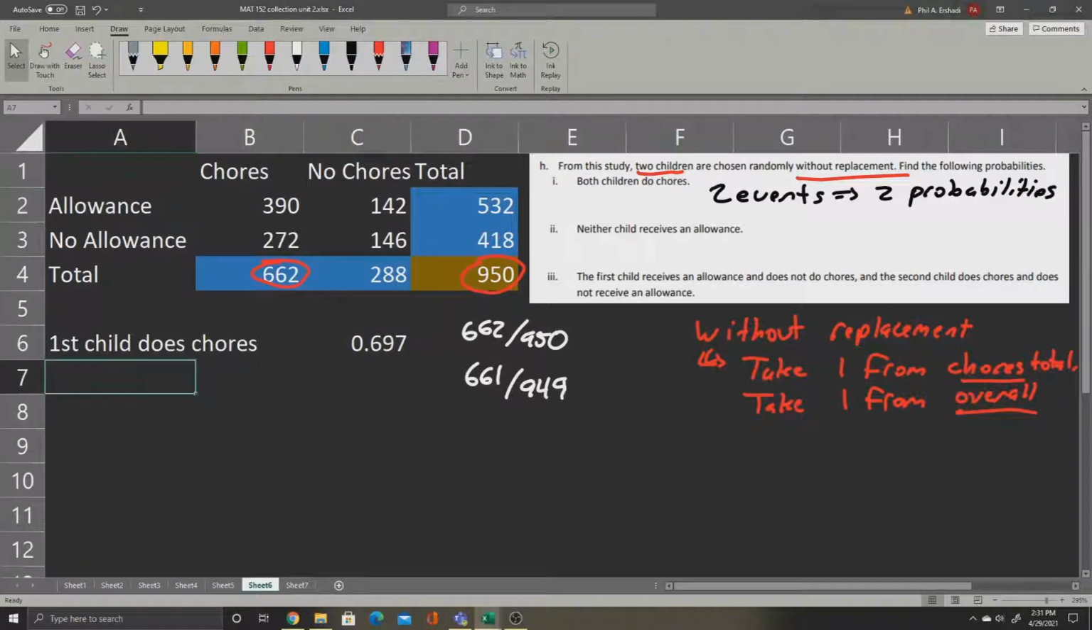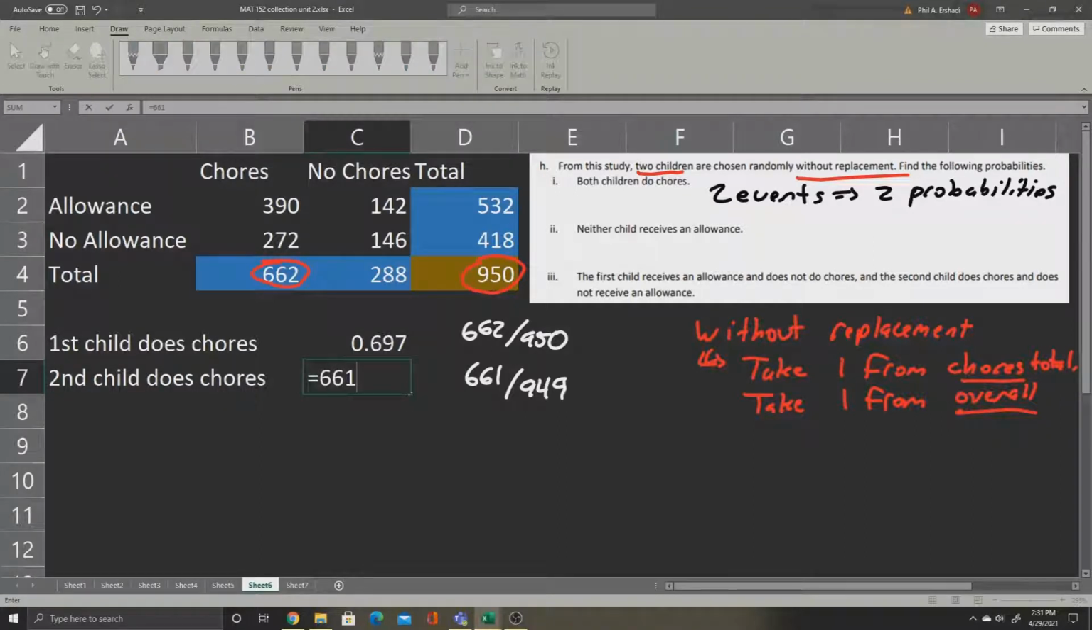We can say the probability that the second child does chores. So we'll type 661 divided by 949. We can see this is very close, but not quite the same as the probability of the first child doing chores. This is because we took one child out of the collection. Now, to find the final probability, we are going to take the first answer times the second answer. That is, we're going to take the probability of the first child doing chores times the probability of the second child doing chores.